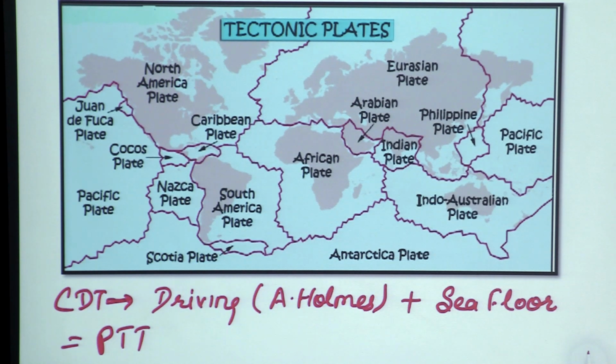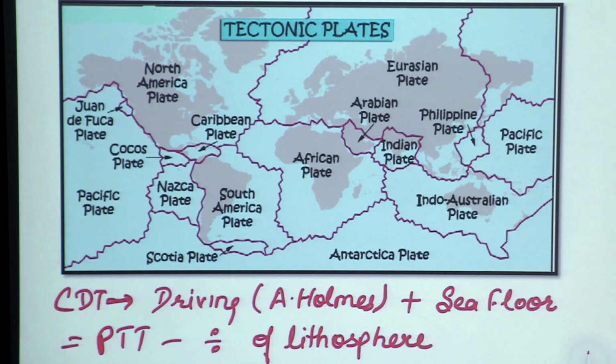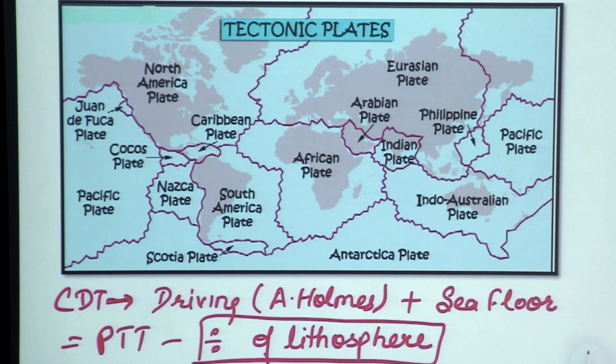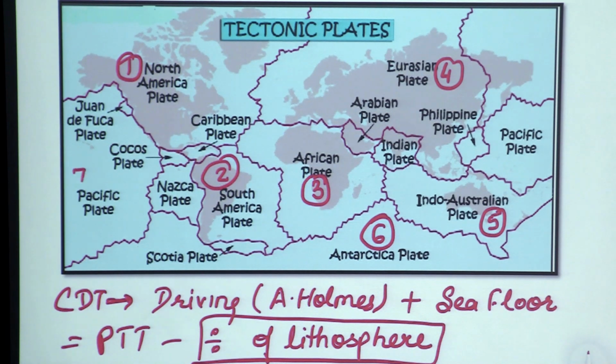Now concentrate on this map of the world which talks about plates. What are plates? Plates are divides of lithosphere that move over asthenosphere under the effect of mantle convection. As of today, we recognize 7 major lithospheric plates: North American plate, South American plate, African plate, Eurasian plate, Indo-Austral plate, Antarctic plate, and Pacific plate.